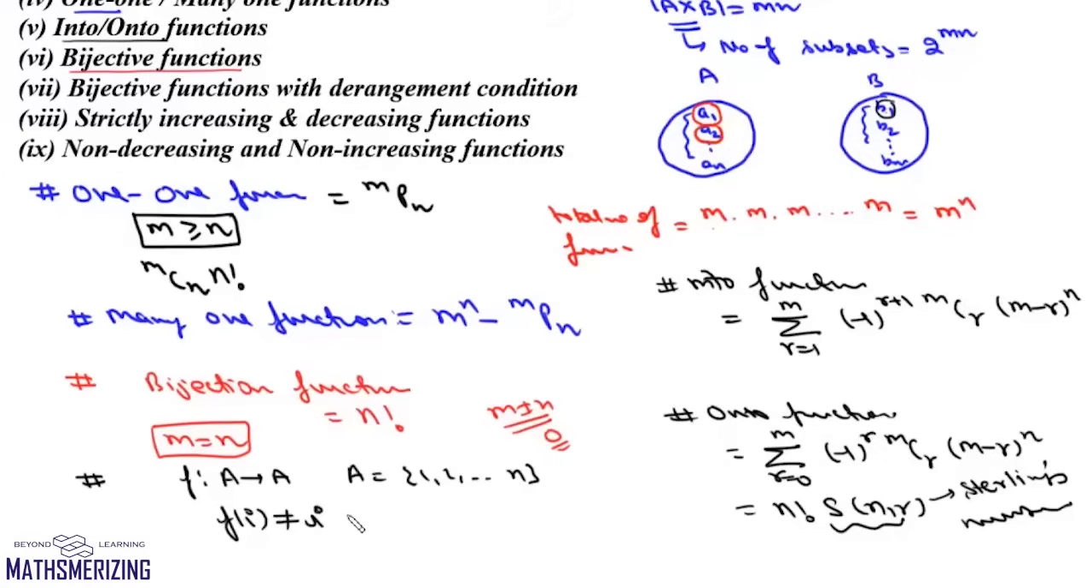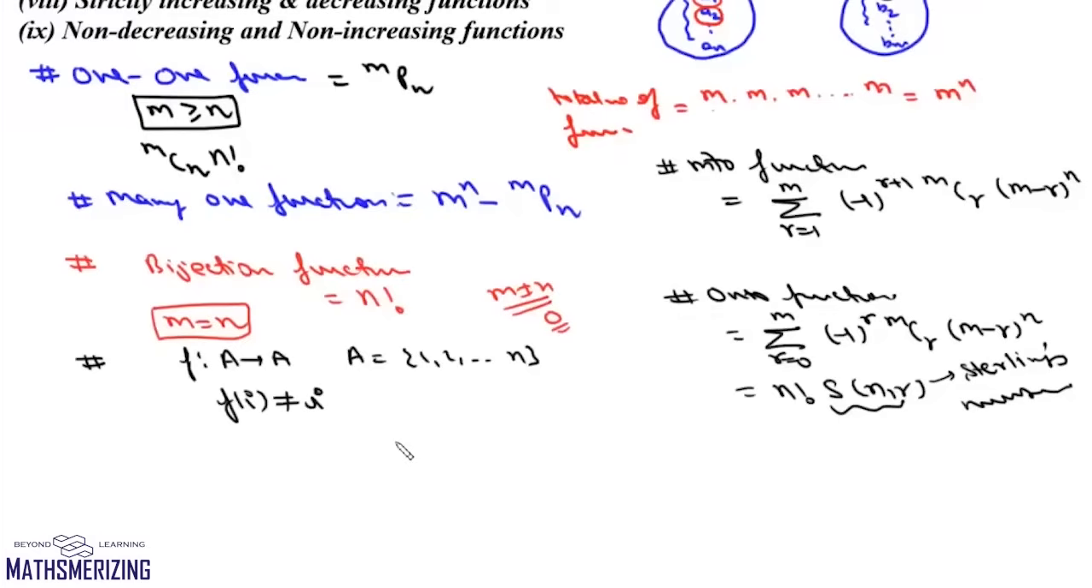This condition is clearly the condition of derangement. So that means we need to arrange these n objects in n places so that no object goes to its assigned place. So it is nothing but Dn. So the number of such functions will be given by this Dn.